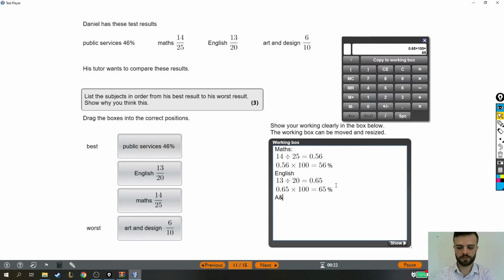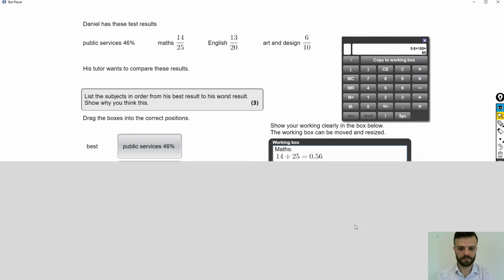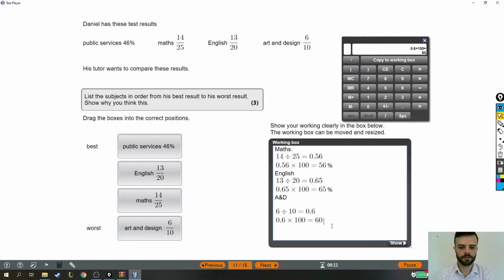So finally we've got art and design. We're going to do the top of the fraction, 6, divided by the bottom, 10, which gives 0.6, times that by 100, and that's 60%. So let's just put a percent at the end there. Cool, so we know what each of them are as a percentage.